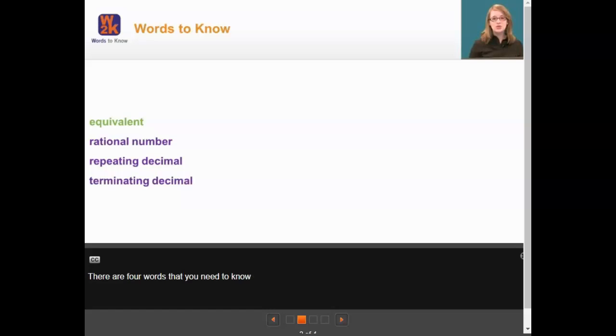There are 4 words that you need to know throughout this lesson. The first word in green is a general academic word, equivalent. The next 3 words are domain specific: rational number, repeating decimal, and terminating decimal.